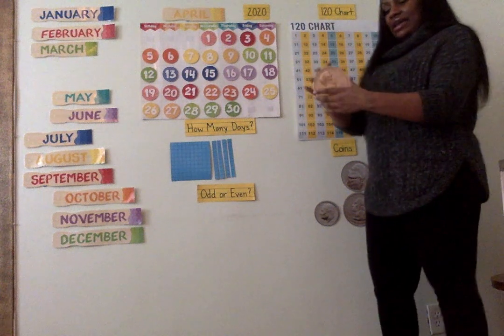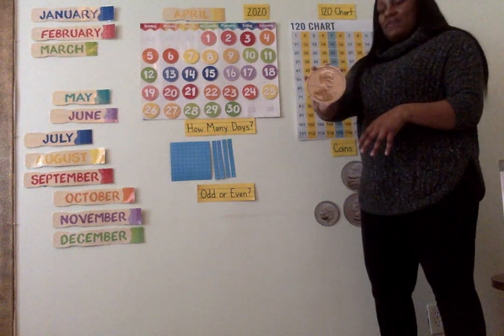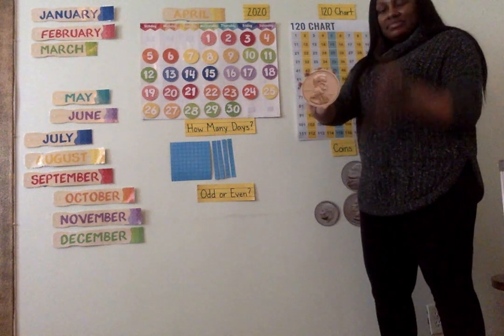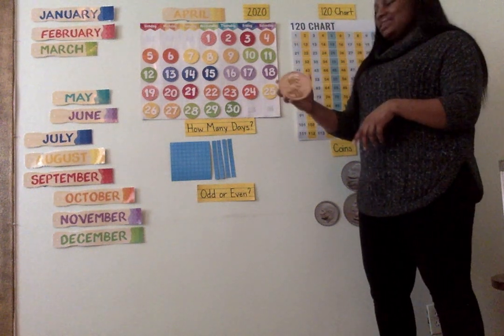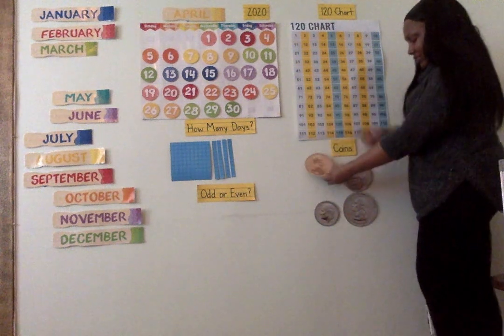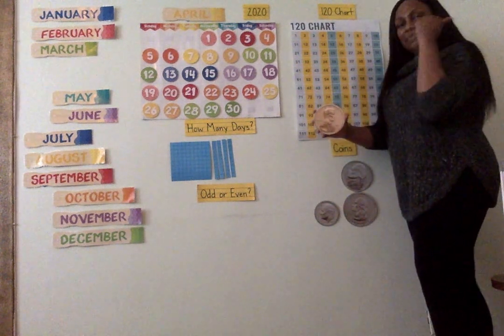This is called... you're right, it's called a penny. How much is it worth? Just 1 cent. How do we know this is a penny? You're right. All the other coins are facing this way, but the penny's facing back this way.